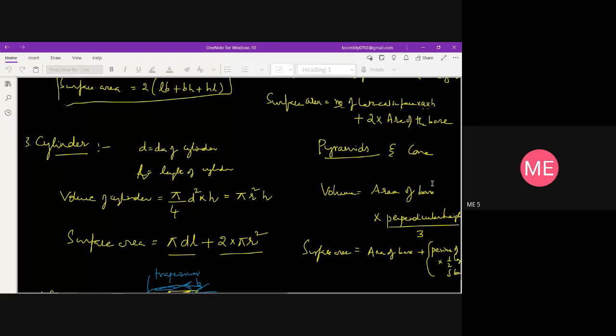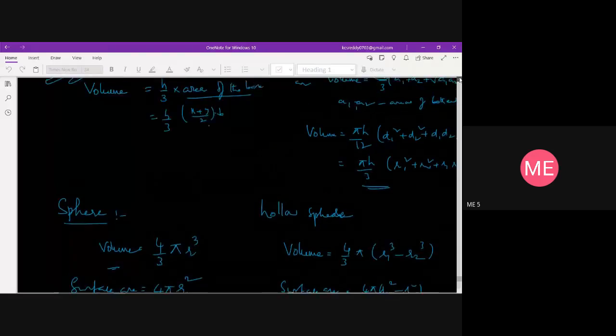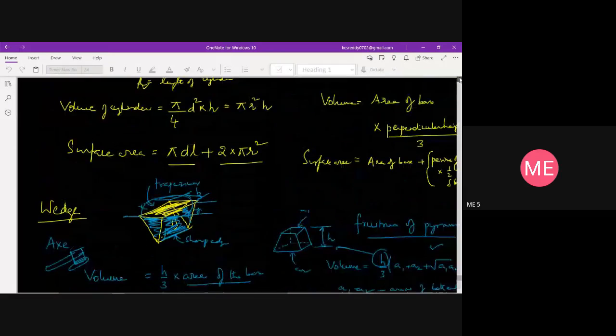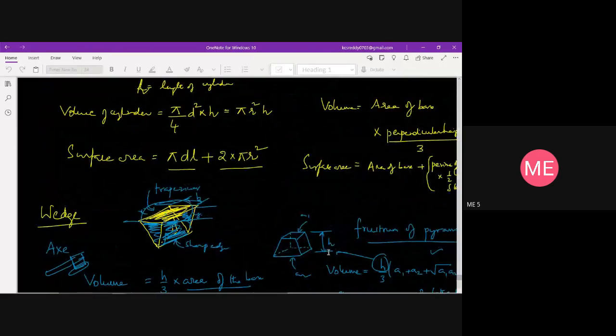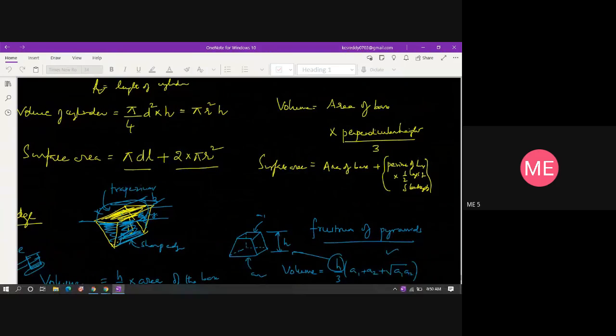And for pyramids and cones, we have the equation: volume is equal to the area of the base times the perpendicular height of the cone, divided by 3. So that gives the volume of the pyramid or cone. You can take any pyramid.